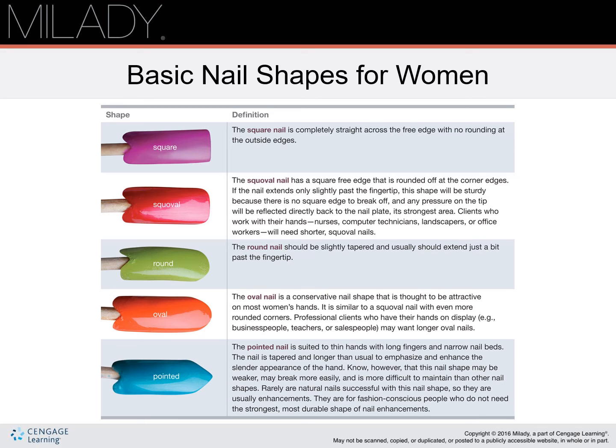And then you have the pointed. It is suited to thin hands with long fingers and narrow nail beds. The nail is tapered and longer than usual to emphasize the enhanced slender appearance of the hand. They are weak and they also break easily.